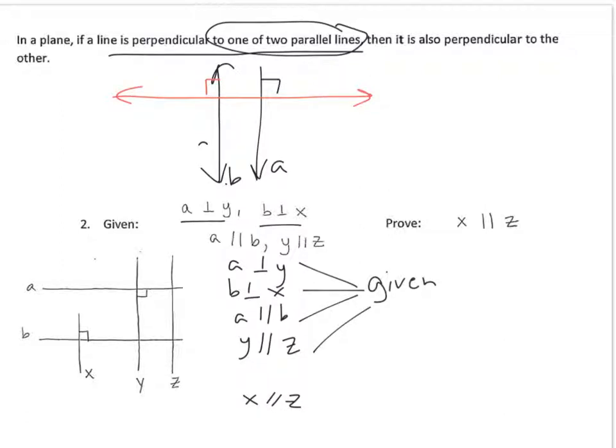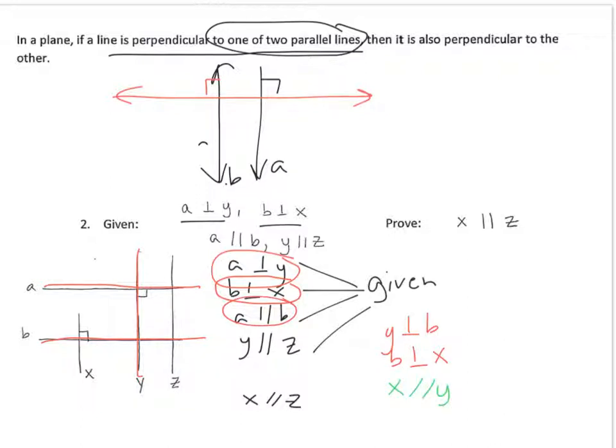If A is perpendicular to Y and A is parallel to B, that means that Y is perpendicular to B. And if we know that B is perpendicular to X, then over here we know that if Y is perpendicular to B and B is perpendicular to X, then the relationship between X and Y is X is parallel to Y. We can conclude from these two.